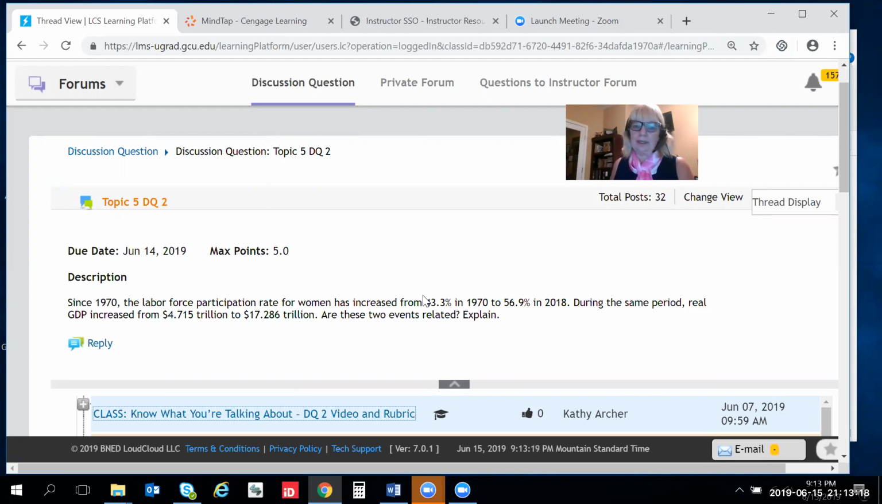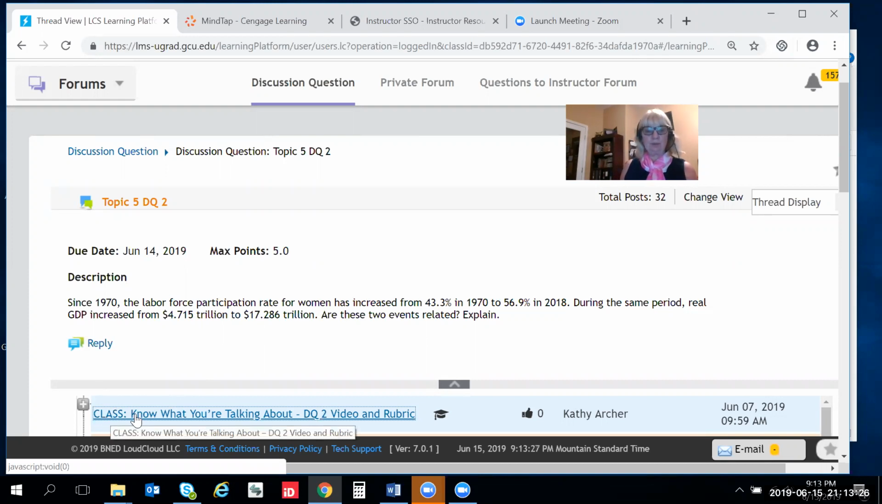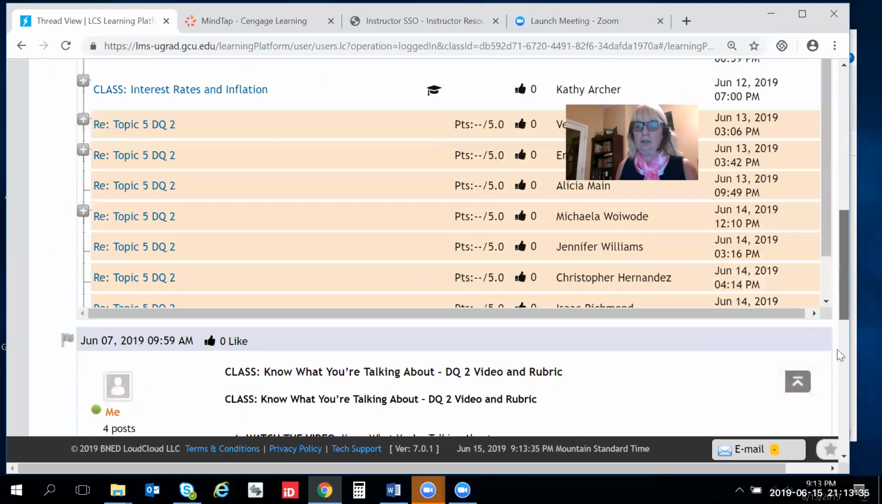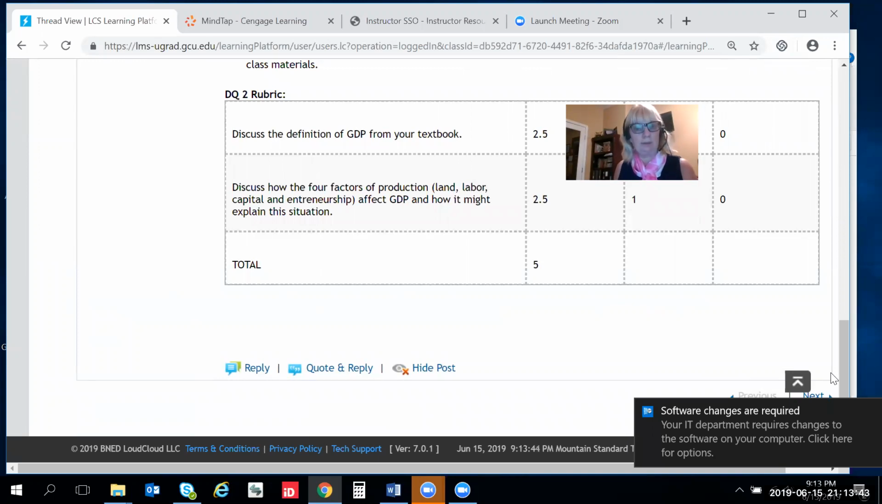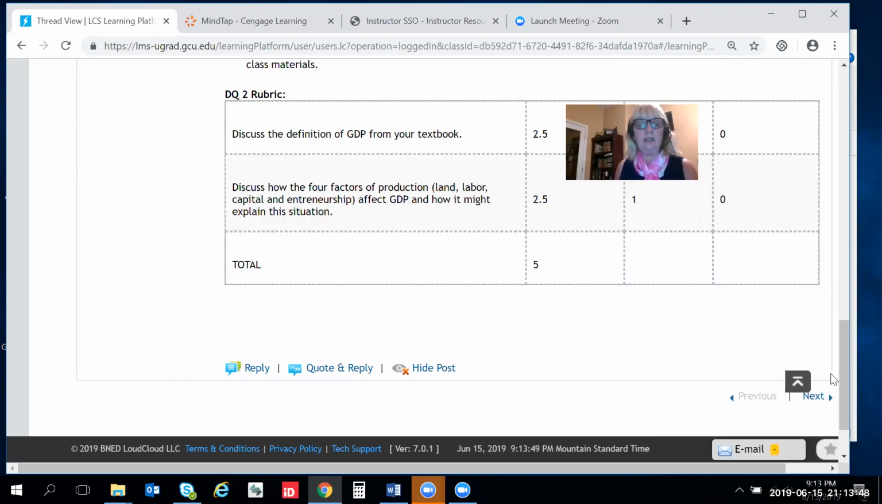Let's take a look at the rubric and see what it might tell us about how to guide our thinking about this. The rubric, once again, is found right here. It's the very first post in the DQ, Class, Know What You're Talking About, DQ2 video and rubric. In this case, the rubric says you get 2.5 points for telling me the definition of GDP from your textbook, and you get 2.5 points for discussing how the 4 factors of production, land, labor, capital, and entrepreneurship affect GDP and how it might explain this situation.